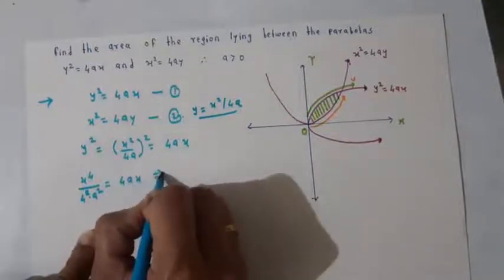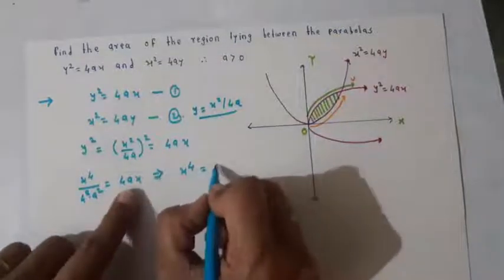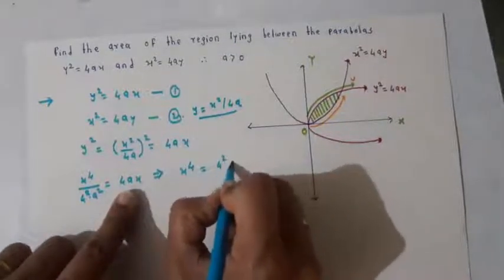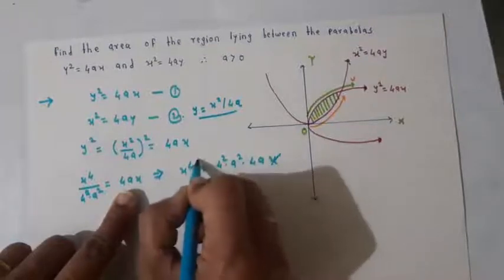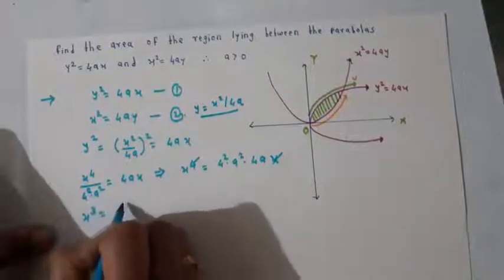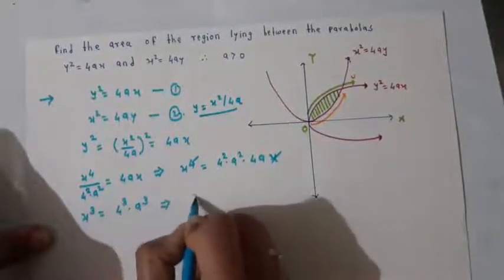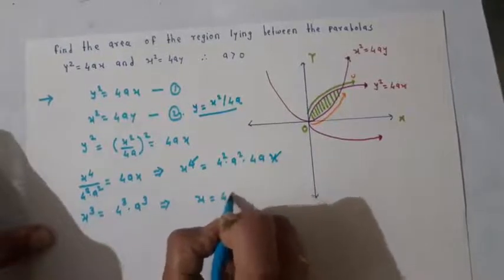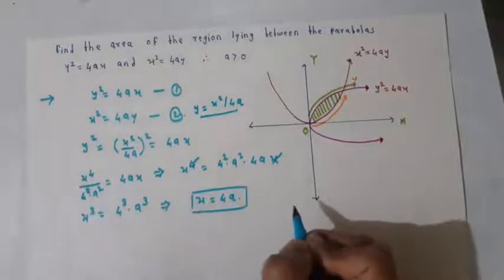Now shift the values. We will get x raised to 4 equal to 4 square a square into 4ax. So x gets cancelled, and here x raised to 3 equals 4 raised to 3 into a raised to 3. This implies x equal to 4a.